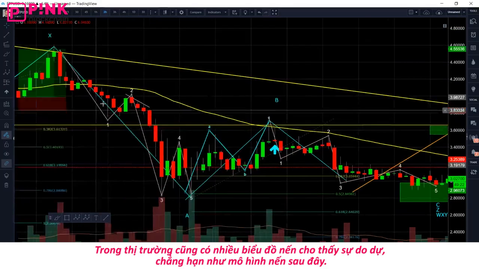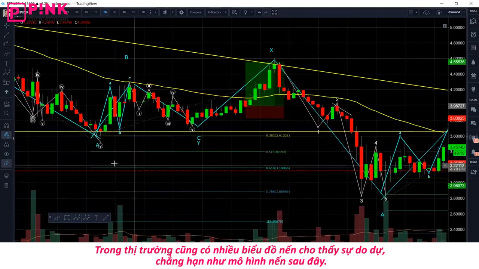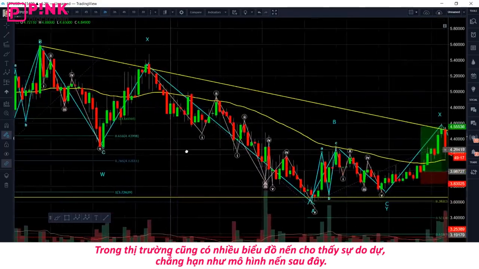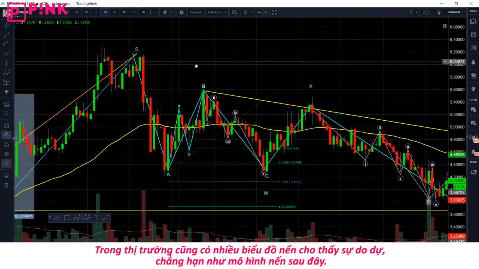So when we look for these candles that have formed, even if you guys are just candlestick trading, right, there's a lot of candles that will form that can show you indecision in the market.